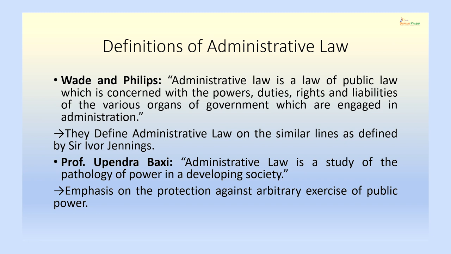Wade and Phillips also define administrative law. They say that administrative law is the branch of public law which is concerned with the powers, duties, rights and liabilities of the various organs of government which are engaged in the administration. So, Wade and Phillips say that administrative law is the branch of public law concerned with the powers, the duties, the rights and liabilities of various organs of the government which are engaged in administration. They tried to specify the scope of administrative law.